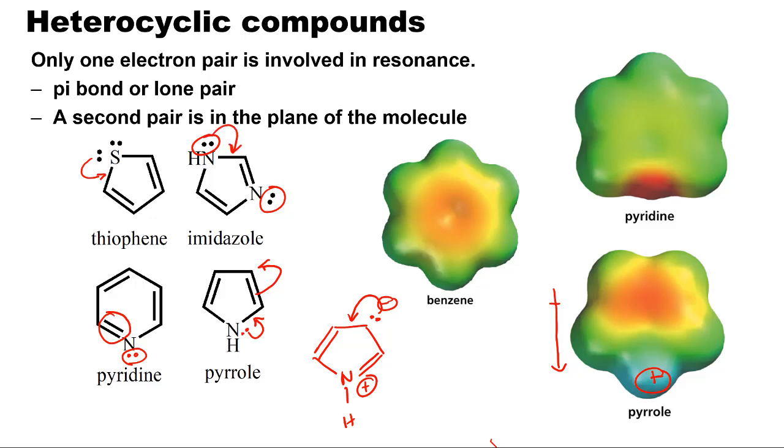So hopefully you came up with that idea, that this pair of electrons is delocalized into the ring, and that leads to a resonance structure with two lone pairs on the nitrogen. And again, talking about the lone pair, this one is in the plane of the molecule. Because remember, imidazole, pyridine, pyrrole, thiophene being aromatic compounds, the molecules are flat, and so we can define a plane, and that pair of electrons is in the plane of the molecule.